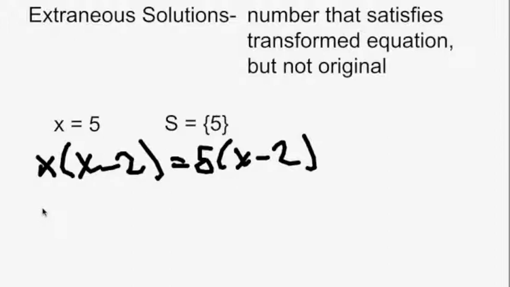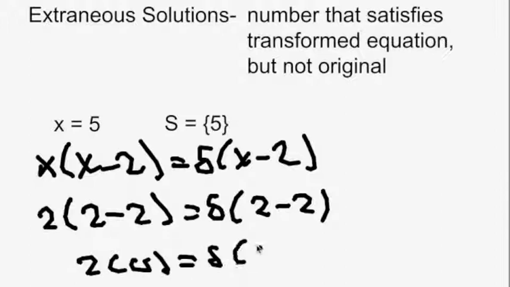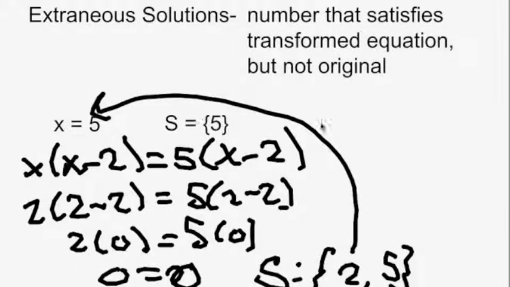However, if you substitute in 2 for every value of x, you get 2 times 2 minus 2 equals 5 times 2 minus 2. You get 2 times 0 equals 5 times 0. So 0 equals 0, which is still true. So you would have the solution set of 2, 5. However, if you plug in 2 to the original equation, you get 2 equals 5, which is not true. And so this is what is called an extraneous solution.